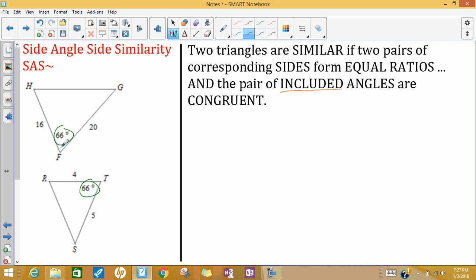So we've got, I'm going to do small over big again, 4 over 16 and 5 over 20. And these things need to be equal, which they are. They're both equal to 1/4. So we have these two pairs of sides that make the same fraction with the angle between them being congruent. That's what side-angle-side similarity is. So again, make sure you've added these three to your flipbook. I've given you the pictures. Just add this information.